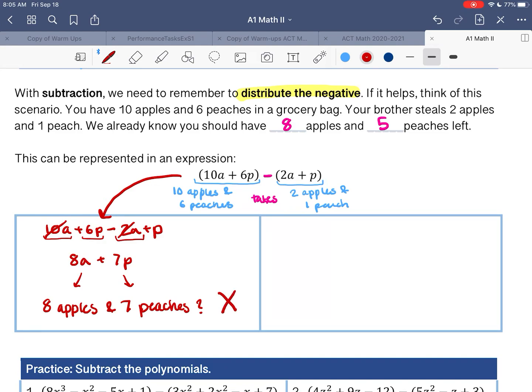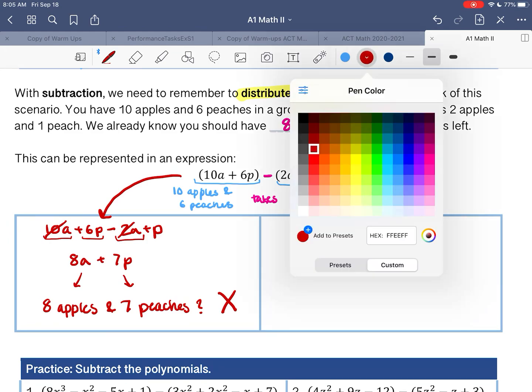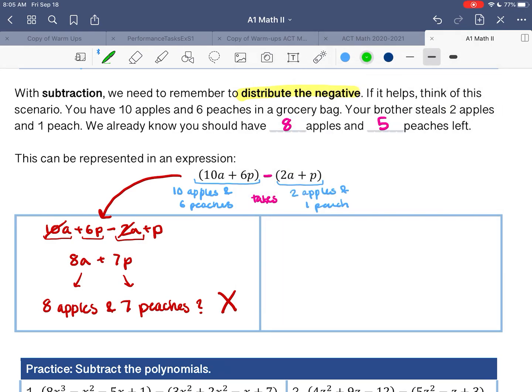That's false, right? We already know that we should have 5 peaches left because he took 1 of our 6. How come we ended up with 7? Well, the answer is we didn't distribute the negative. That is a completely necessary part. It doesn't make any sense for us to not distribute that negative because we end up with adding where we shouldn't be adding. So let's do this the right way.